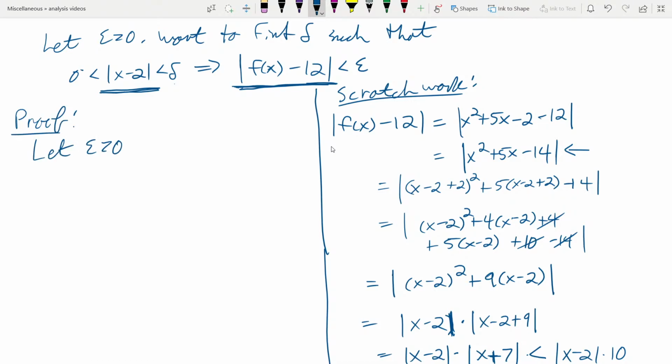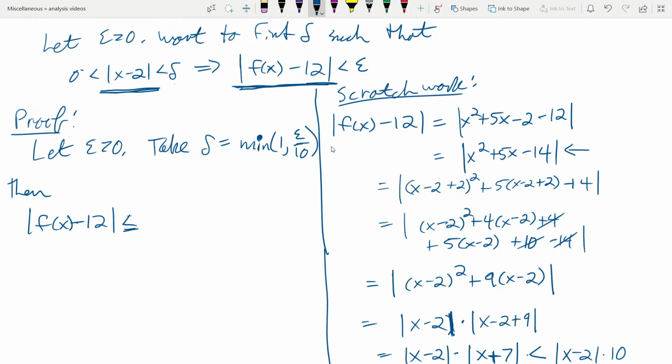So we'll let epsilon be bigger than 0. We're going to take delta, kind of mysteriously if you didn't know anything about our scratch work, to be equal to the minimum of 1 and epsilon over 10. And then you can follow our inequalities, which we went through here.